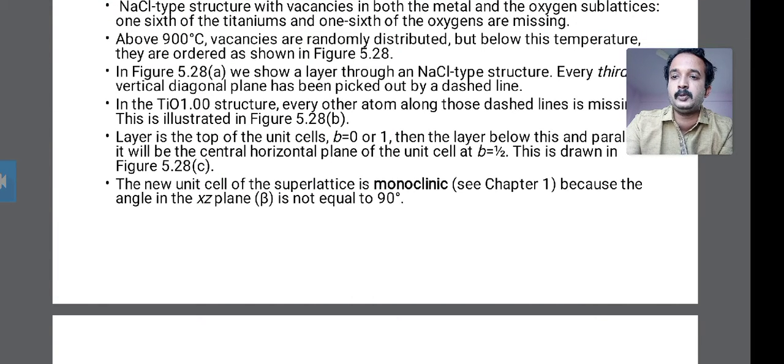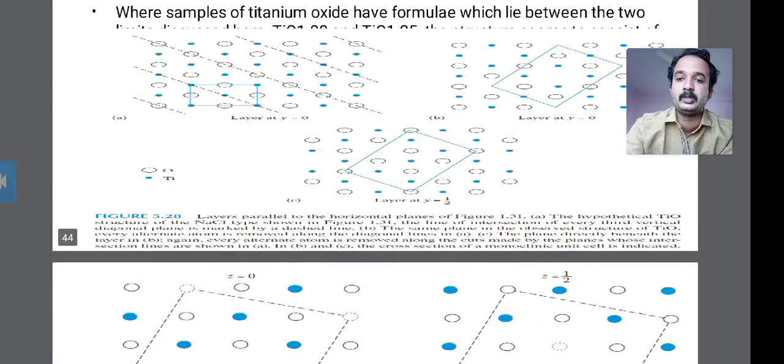The new unit cell of the superlattice is monoclinic, because the angle beta in the xz plane is not equal to 90 degrees. Look at this figure, which shows that the angle is not 90 degrees, therefore it is monoclinic.